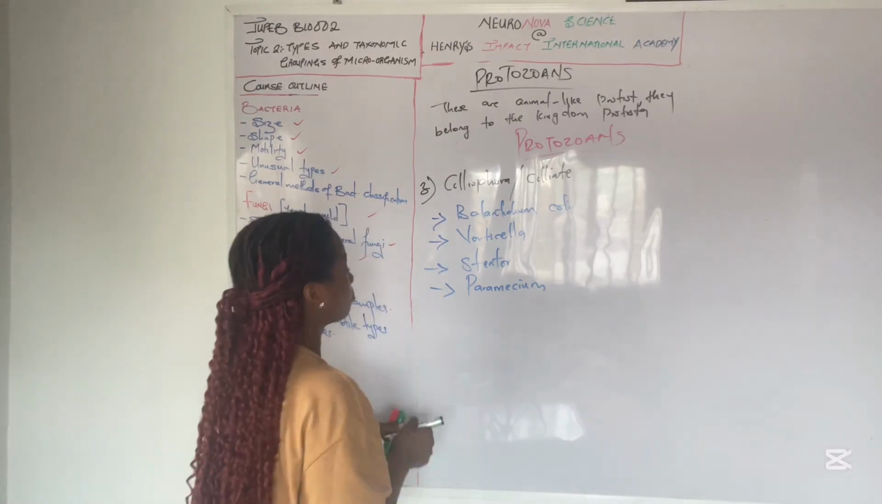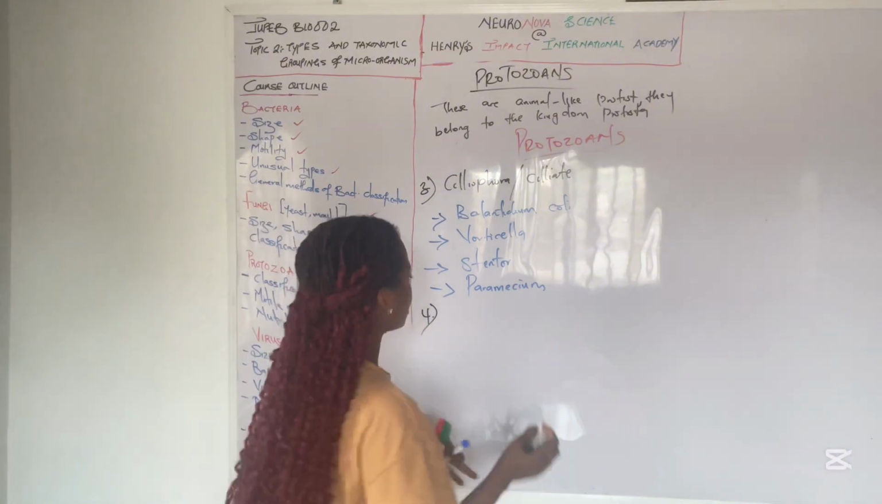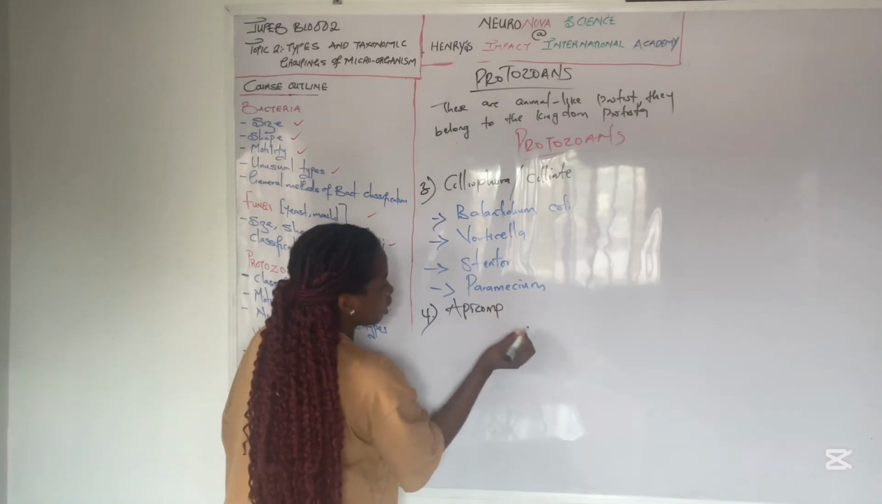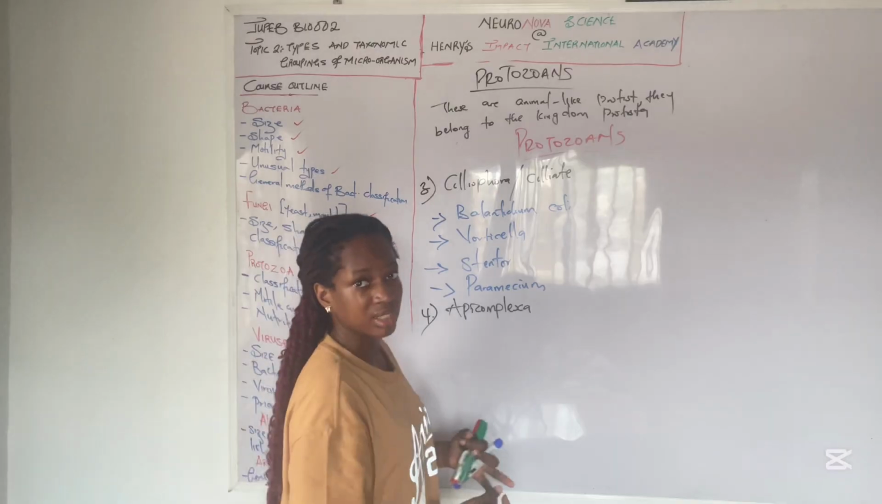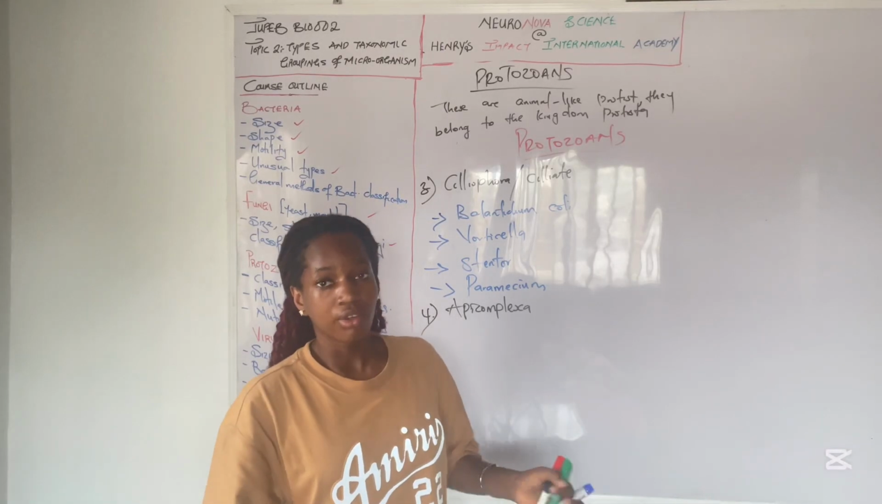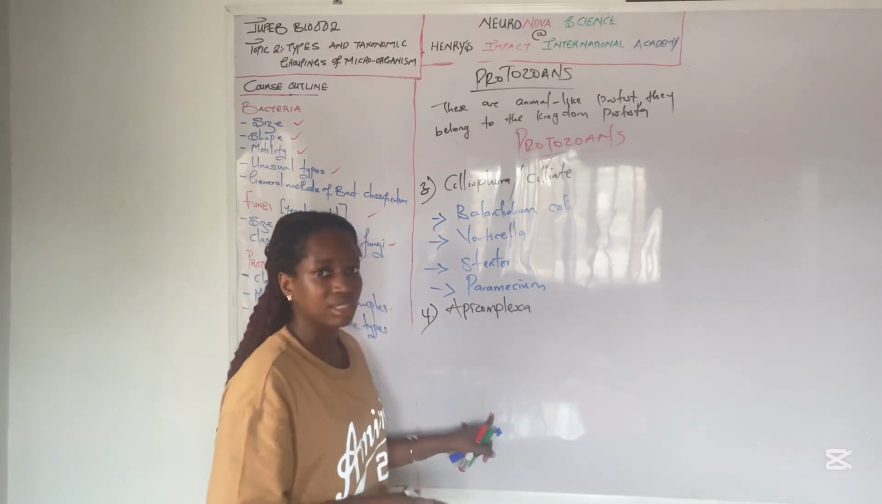Now the other protozoa we'll be talking about now is your Apicomplexa. And this is the non-motile one, Apicomplexa. Remember I said your Sarcodina, they move via the aid of your pseudopodia, your Mastigophora move via the aid of your flagella, your ciliates move via the aid of the cilia, and your Apicomplexa, they are non-motile, they can't move.